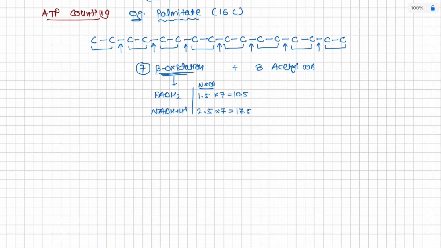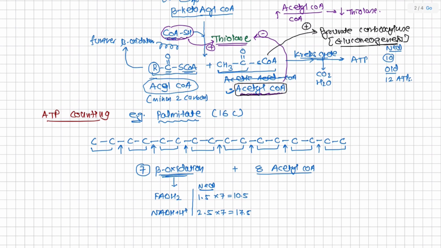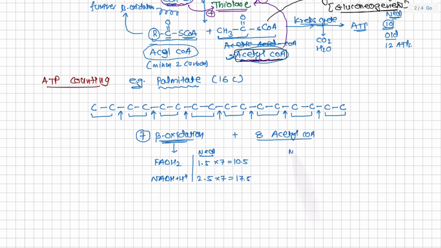From the 8 acetyl coenzyme A, we know that one acetyl coenzyme A gives rise to 10 ATP as per the new information. But how many acetyl coenzyme A are getting released? 8. So 8 into 10 makes 80. So if we do the summation, 10.5 plus 17.5 plus 80, the sum of ATPs is going to be 108 ATP.